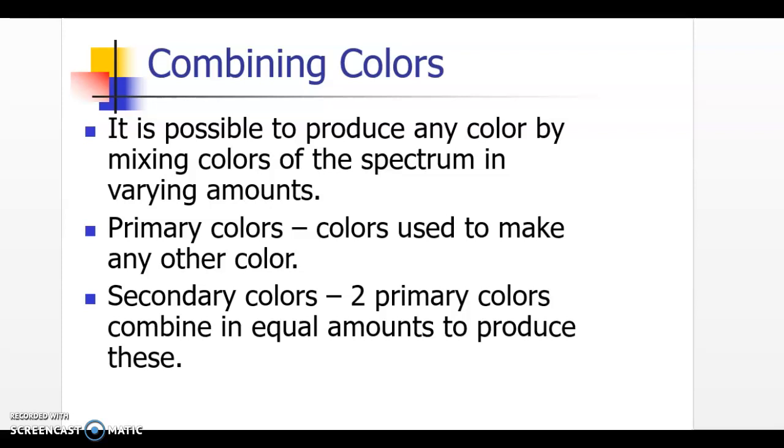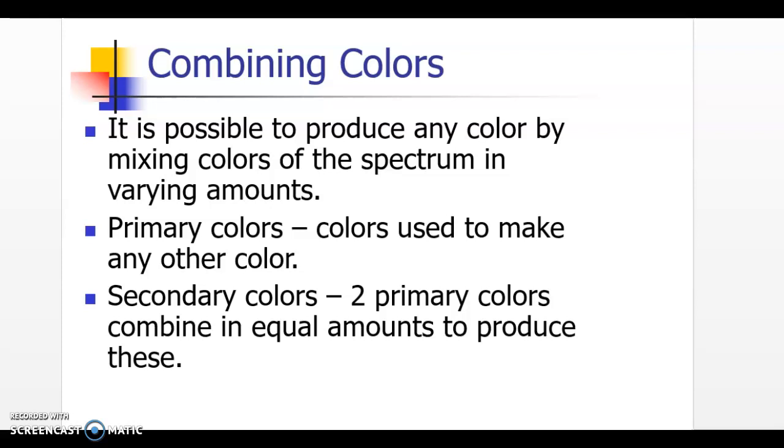Okay, so combining colors, and you've probably done a lot of this in art class. This shouldn't be any news as far as pigmentation is one of the things we're going to talk about, but then we're also going to talk about colors of light as well. So for coloring, putting colors of light together, we can produce any color by mixing colors of the spectrum in varying amounts, which you probably have done. You probably mixed colors before.